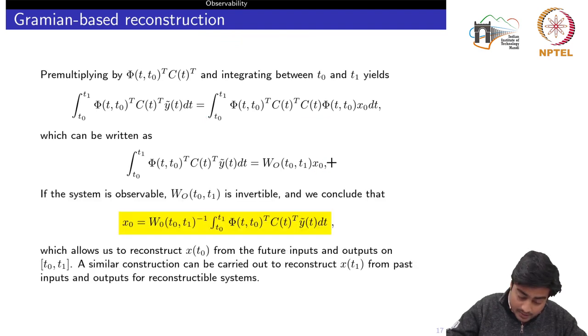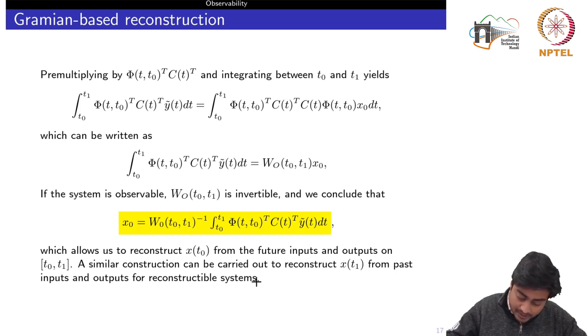Now, taking the property of observability, which says that the observability Gramian is invertible or full rank, it is possible to take its inverse, which is a square matrix, to perfectly reconstruct this x0 using this formula.